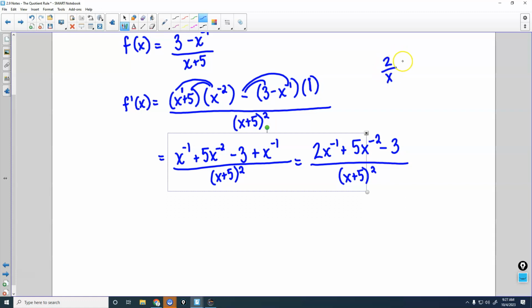But it would have to be 2 over x plus 5 over x squared minus 3 over x plus 5 squared. That's a route you can go. Then you have to get common denominators in the top and flip and multiply. Okay. There is another way that I think is easier to deal with here.